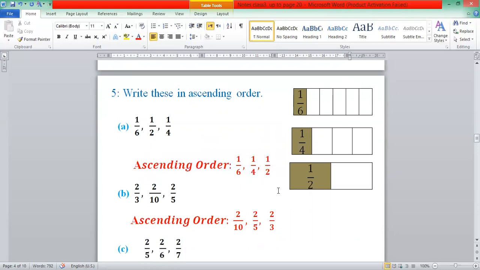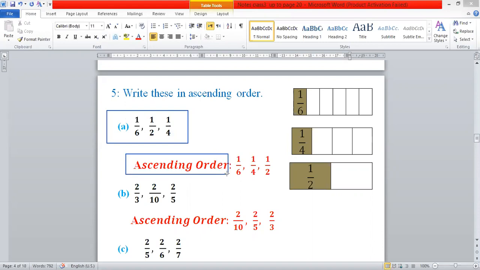Question 5, write these in ascending order. Ascending order, you know, is counting order, or writing the fractions from smaller to greater. The first one is 1 over 6, 1 over 2, and 1 over 4. So in ascending order, the smallest one is 1 over 6. Then greater than 1 over 6 is 1 over 4. And then 1 over 2.